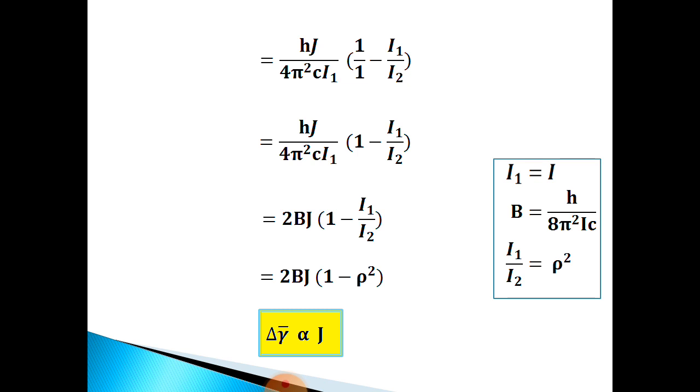Here the ratio I1 by I2 is equal to rho square. So 2BJ into 1 minus rho square. This is the change of frequency. Therefore, the change of frequency is directly proportional to the rotational quantum number J.